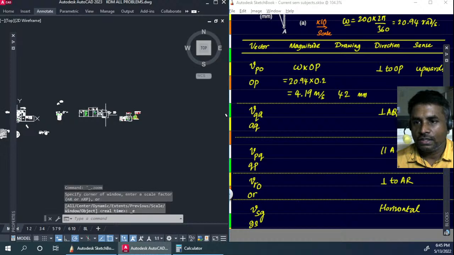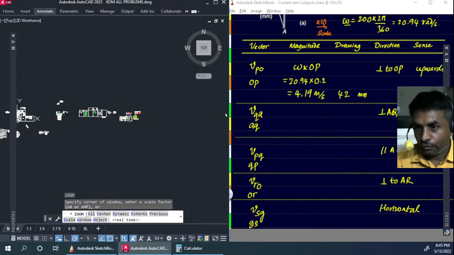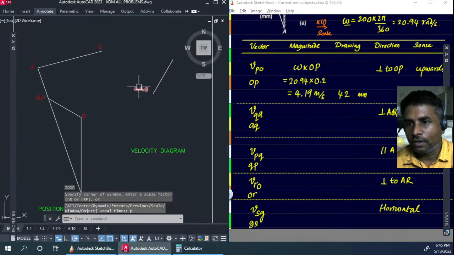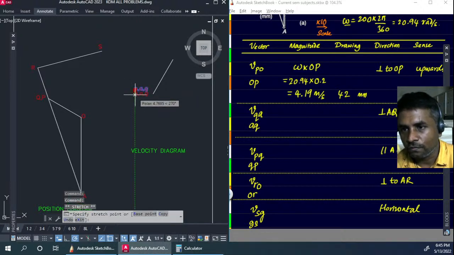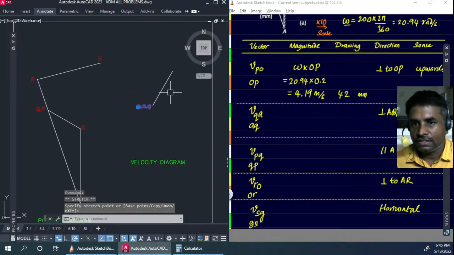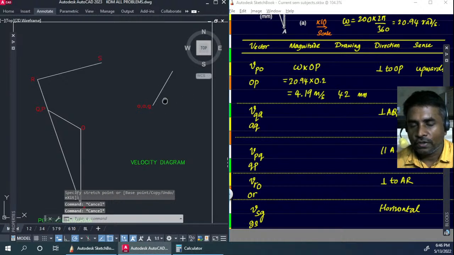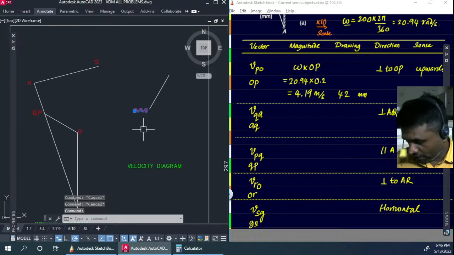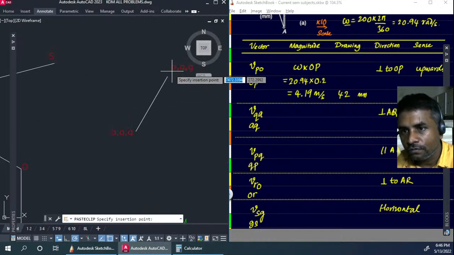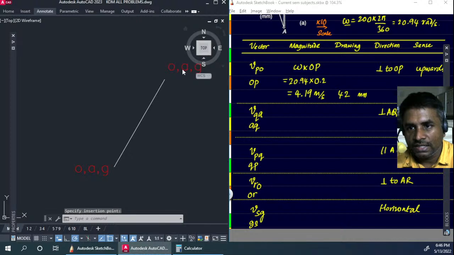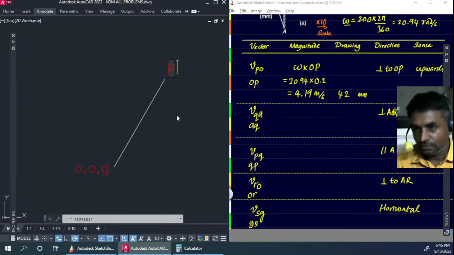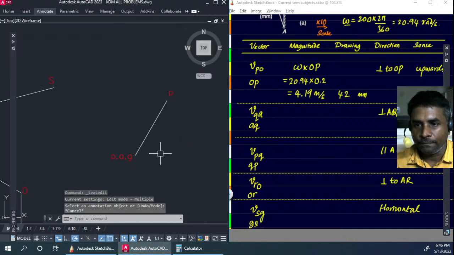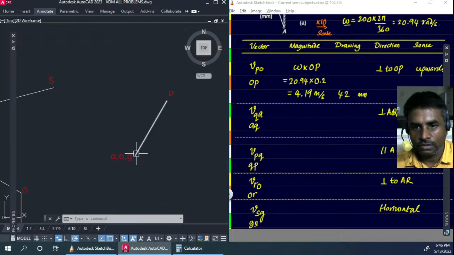So this is our first velocity, that is velocity of P with respect to O. The length we have drawn correctly, and at the other end of this, what should we get? Since OP is the length, this end here is going to be P. Next, we know the direction of velocity of Q with respect to A. So A to Q, A point is located here.